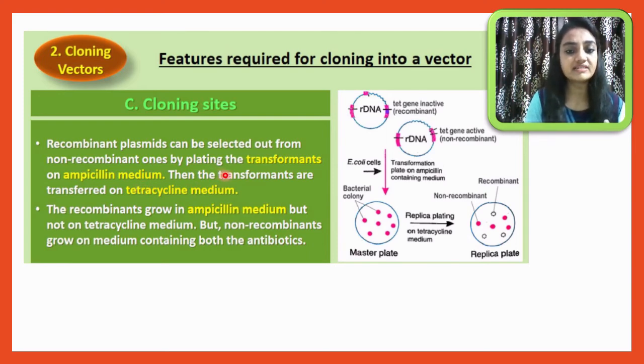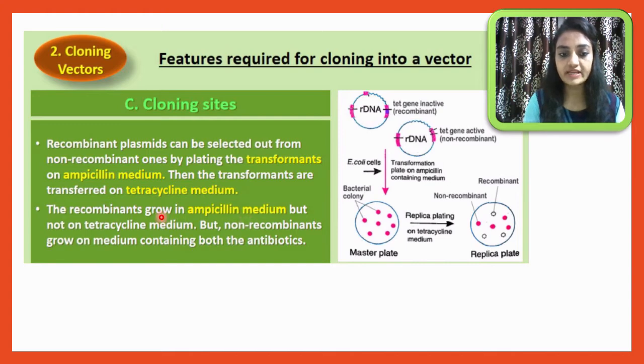Then the transformants are transferred onto a tetracycline medium also. By this way we can select out whether the transformant has the ability to grow with tetracycline or grow with ampicillin. That will indirectly tell you whether the bacteria is transformant or non-transformant. The recombinants grow in ampicillin medium but not on the tetracycline medium, which will indicate that. So here it is written that the recombinants grow on ampicillin medium but not on the tetracycline medium, but non-recombinants grow on the medium containing both the antibiotics. So this is the indication.